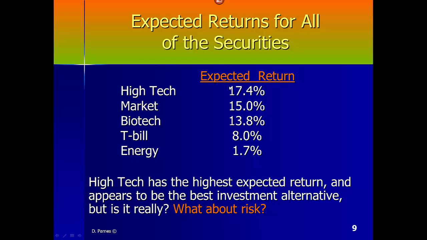So high-tech right now looks like a promising investment. It gives us the highest expected return. The question is, what about risk? We as rational investors, we always prefer to maximize the return, and at the same time, we want to minimize the risk. Most people will prefer less risk than more risk, simply because we are risk-averse human beings. We don't want risk. We prefer certainty over uncertainty.